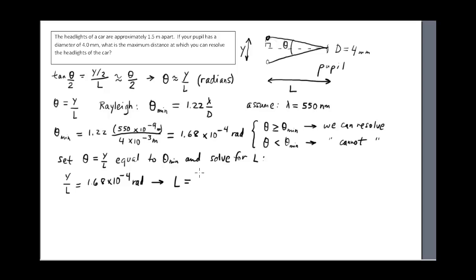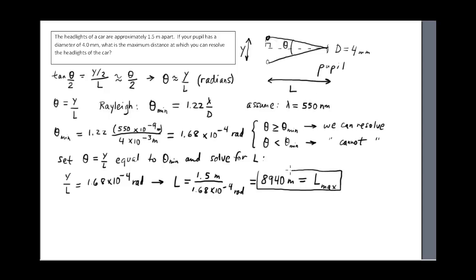So I'll do the final calculation right here. 1.5 meters, that's what y is, divided by 1.68 times 10 to the minus 4 radians, and the L value that we get is really quite large. It's 8,940 meters. So what this means, actually, since we found the minimum angle, then this turns out to be the maximum L, right? So I'll call it L max. It's the furthest distance we can be and resolve those as separate objects.